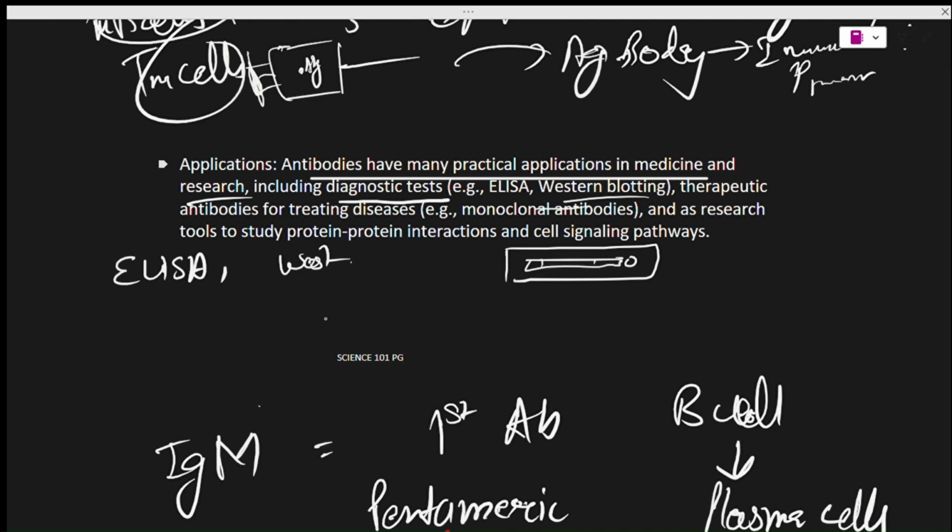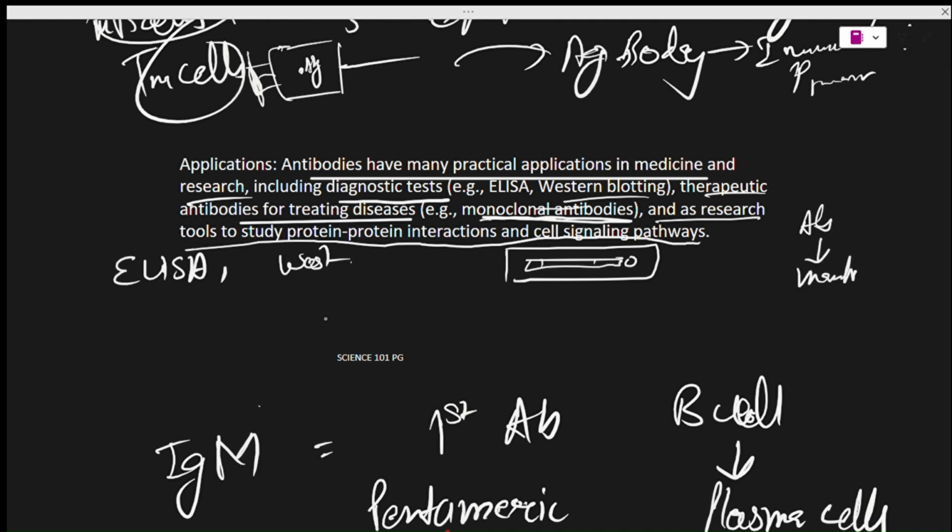Okay, now antibodies for treating disease. Sorry, therapeutic antibodies for treating disease is also there, in which we use monoclonal antibodies, and as a research tool to study protein-protein interaction and cell signaling pathway. Okay, so we can use these antibodies to mark these cell signaling pathway components.